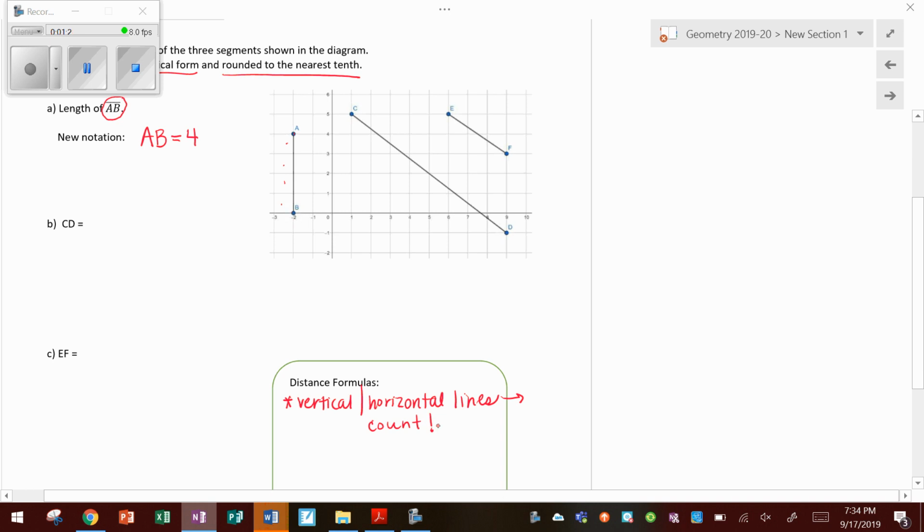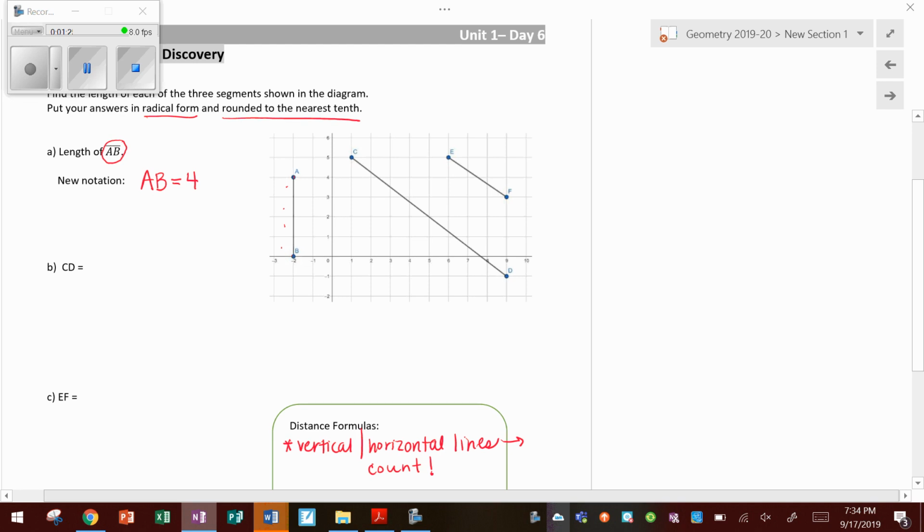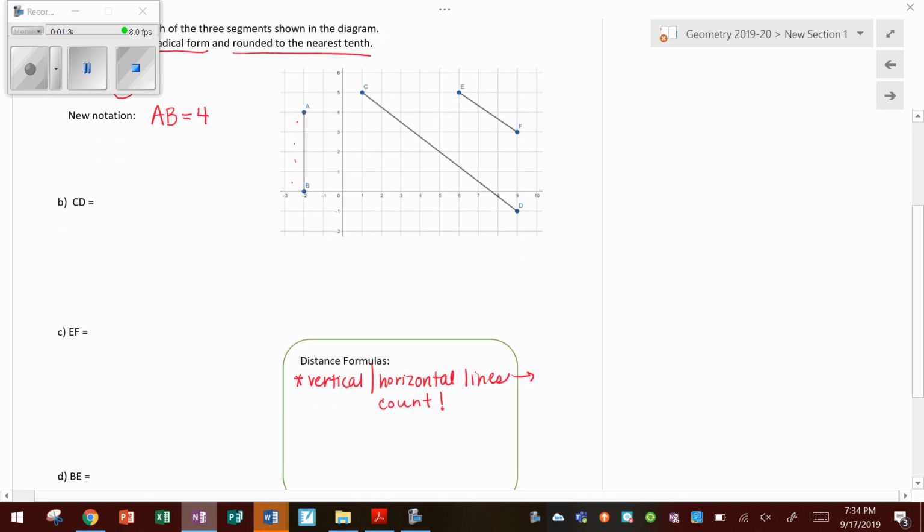Now, if they're not, right? So the next thing it asks us to do is find the length of CD. I'm going to show you two different options today, and you can choose which one works better for you. So CD, let's start with this. This is the distance formula. I'm going to write it down in this box.